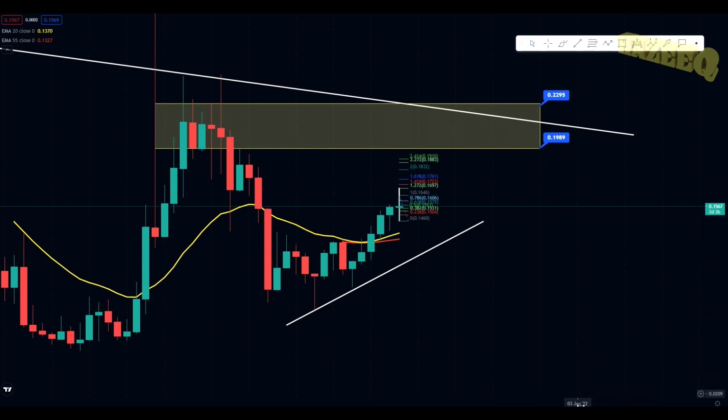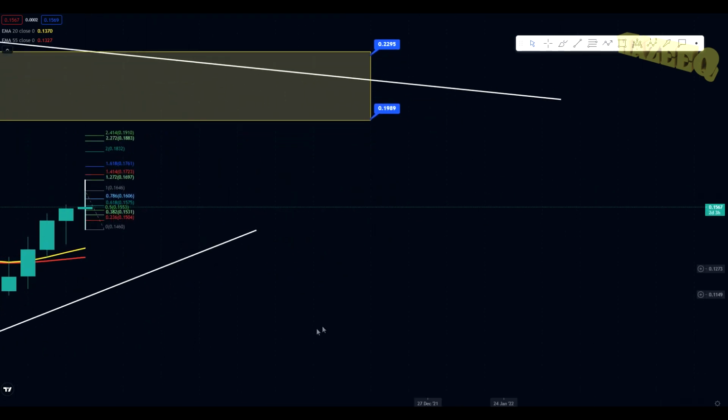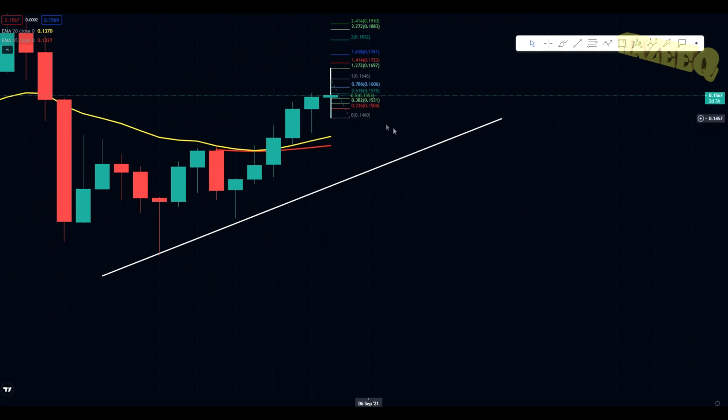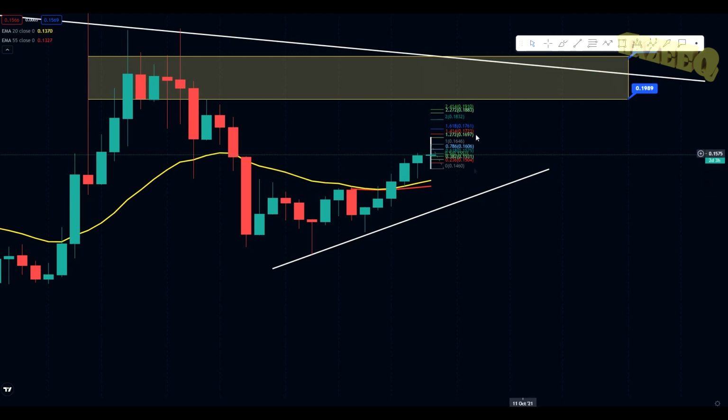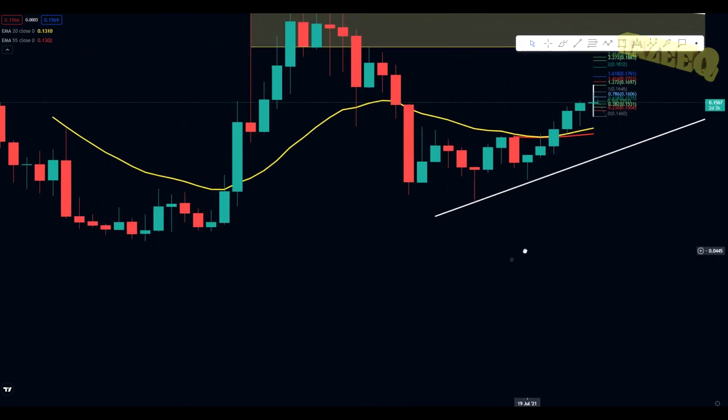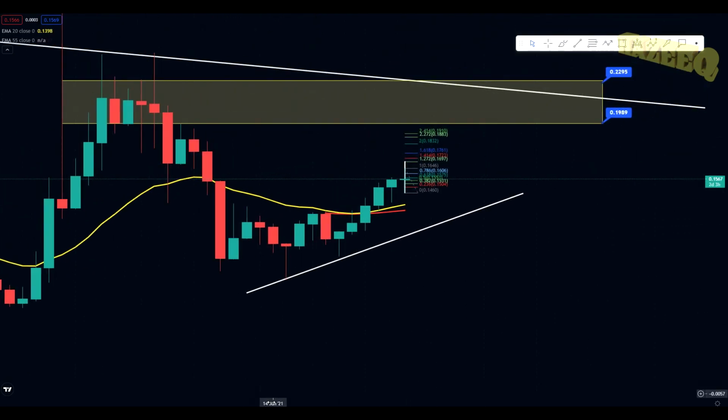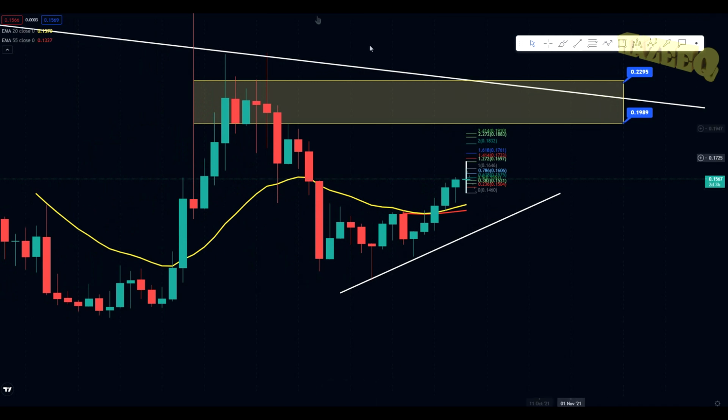So potentially, if we were to correct a bit on Bitcoin, obviously the alts would follow, and you could look at something like a 13 cents wick, or maybe around 13 or 12.5 cents. So this would be your wick over here. So keep that in mind. That is something that potentially may happen because, as you can see, we have been adhering to this trend line. Okay, now let's move into the smaller time frames, if you will.